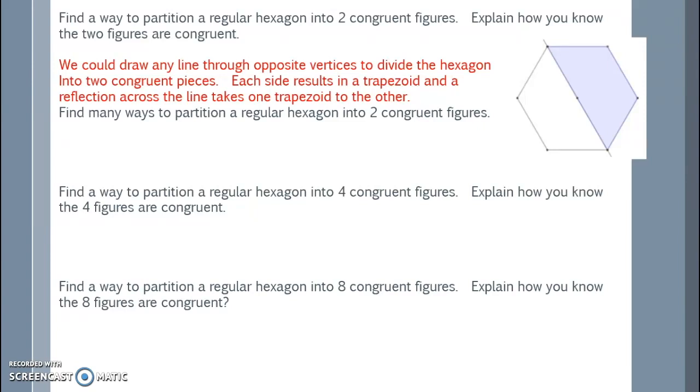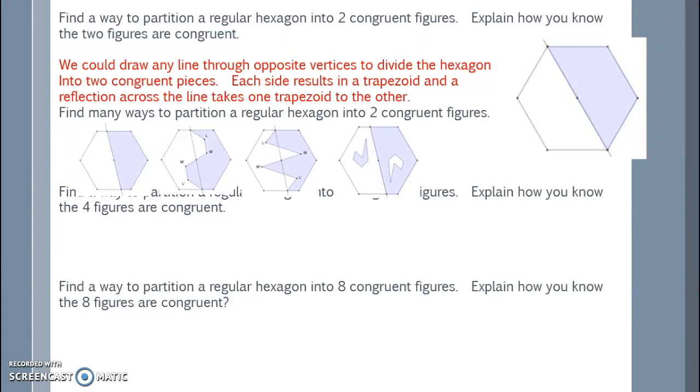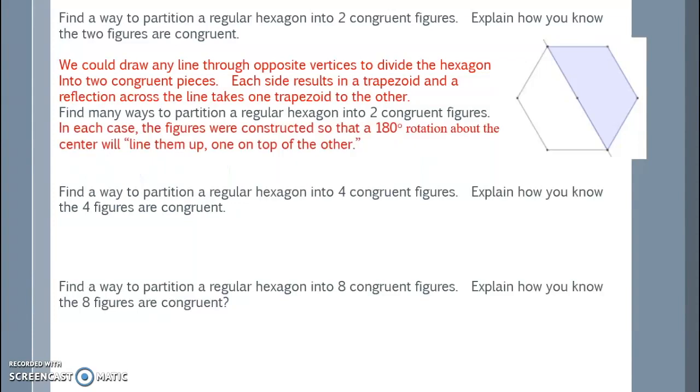Find as many ways as you can to partition a regular hexagon into two congruent figures. So here's one option, just slightly skewed, and we could rotate this and continue the same type of pattern. Here's another one, and yet another one, and a final one. Note that there's an infinite number of ways that we could partition it into two congruent figures. So in each case, the figures were constructed so that a 180-degree rotation about the center will line them up one on top of the other.